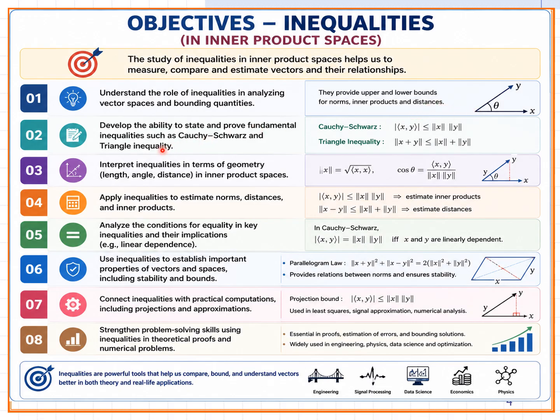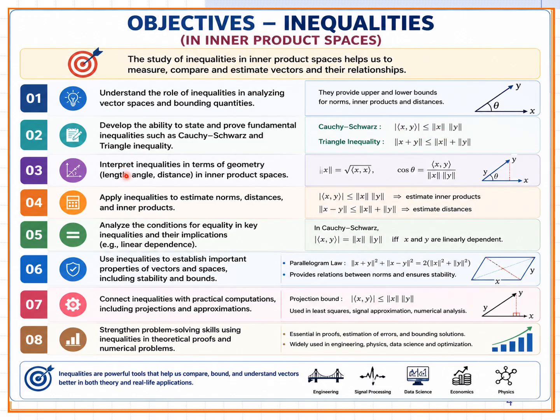Let us see the second point. Develop the ability to state and prove fundamental inequalities such as Cauchy-Schwarz and triangle inequalities. Let us see this Cauchy-Schwarz. Once you take the inner product of x comma y, you can apply that modulus of inner product x comma y is less than or equal to the product of the individual norms. Then the triangle inequality. Let us see this.